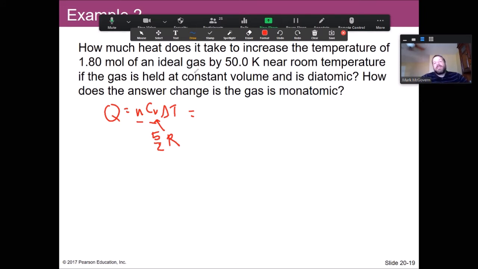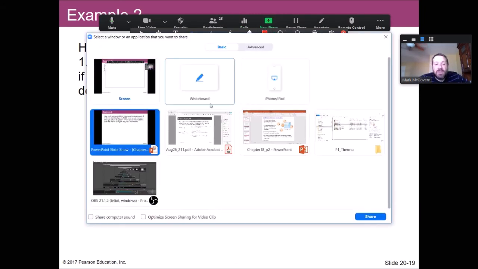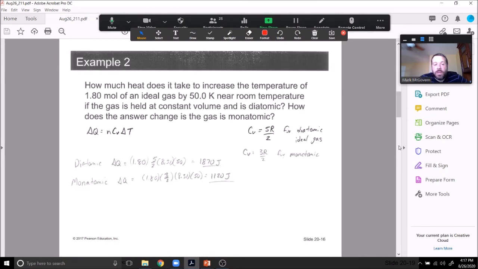Well, let me just jump to my other slide, because I already worked it out. I don't want to reinvent the wheel here. 5/2 R for a diatomic gas, 3/2 R for a monatomic gas. I got my nC_V delta T. Work out the diatomic stuff, 1.8 moles, 5/2 R. 50 is the change in temperature, 1,870 joules. Great. Monatomic gas, 3/2 R. The same amount of temperature difference doesn't need as much heat. We just talked about that, 1,120.